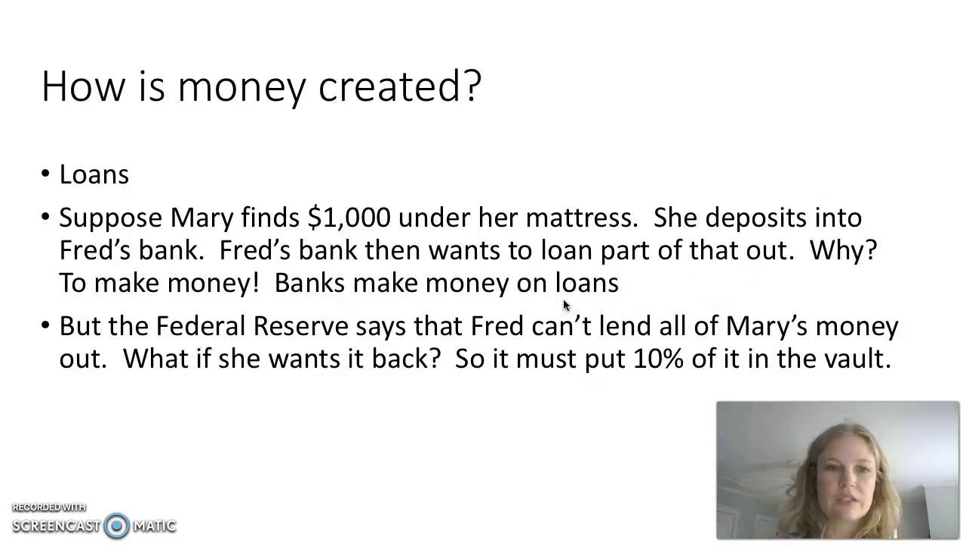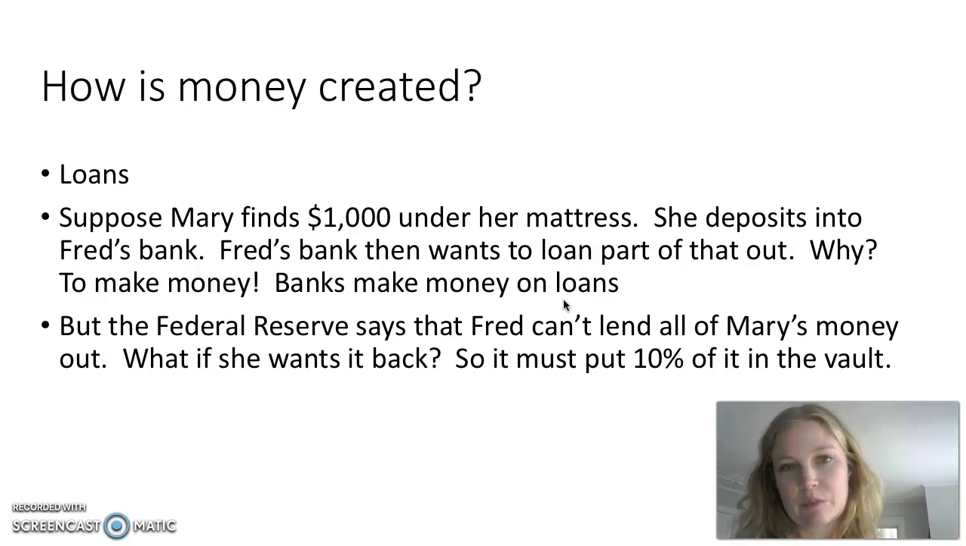All right, so then we need to back up and say, well, how is money created? So if the Fed is controlling the supply of money, let's think about how it's created. And it's created through loans. And some of you probably teach this and you teach it better than I'm going to, but I do think it's worth going over if it's been a while for you. So suppose that Mary finds $1,000 under her mattress. She deposits it into Fred's bank. Fred's bank then wants to loan part of that out.